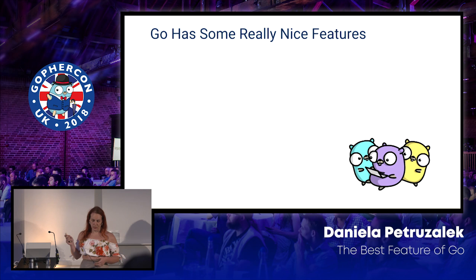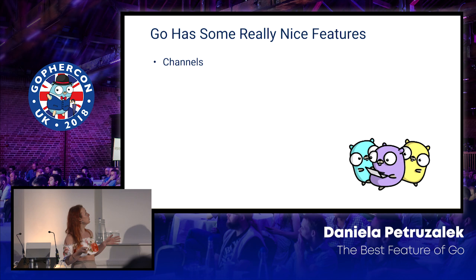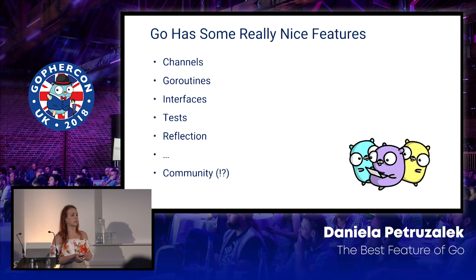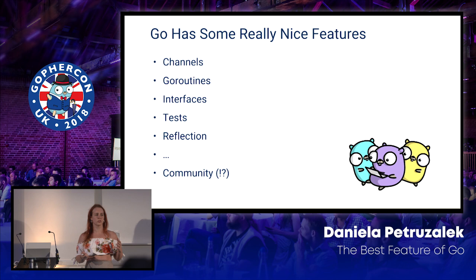So we really have some really nice features, and since we are here already in the second day of the conference, you have heard a lot about channels, routines, interfaces, tests, reflection, whatsoever. So why community? And most especially, why consider community as a feature of the language? That is because, if you turn that question backwards, what's of the language without its community? If nobody is using it, nobody is changing it, nobody is developing it, it makes no sense to have the technology. So it's not only, in my perspective, the best feature of the language, but also the most important feature of the language.